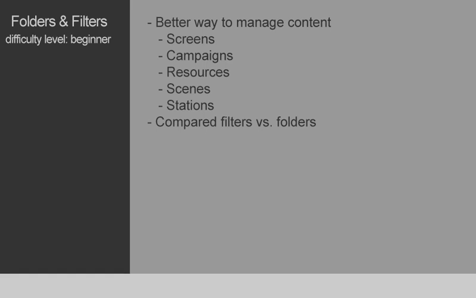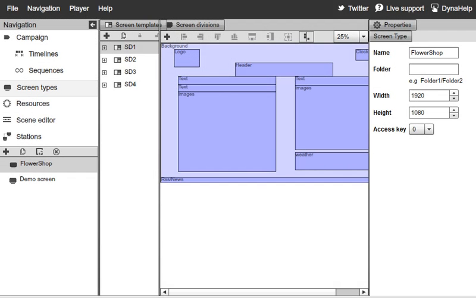In this video tutorial, we're going to talk about folders and filters. With folders and filters, you can find better ways to manage your content. So now here under the screens in the Signage Studio, what I'd like to do is create two separate folders, one for the flower shop and one for the demo screen.